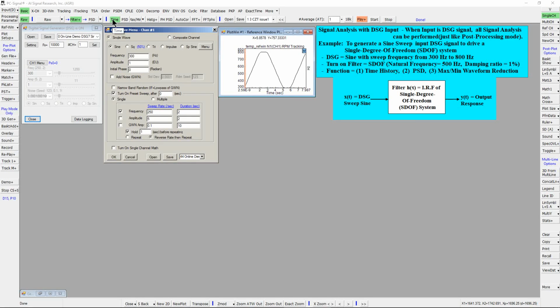Next, turn on time history, PSD, and max-min waveform reduction. Now play.